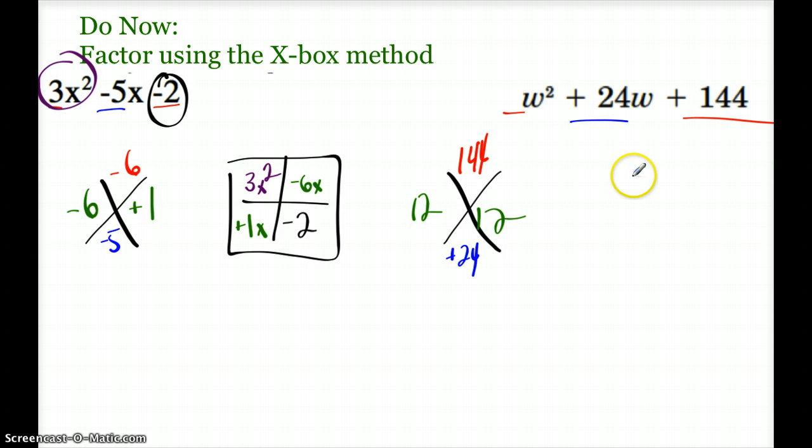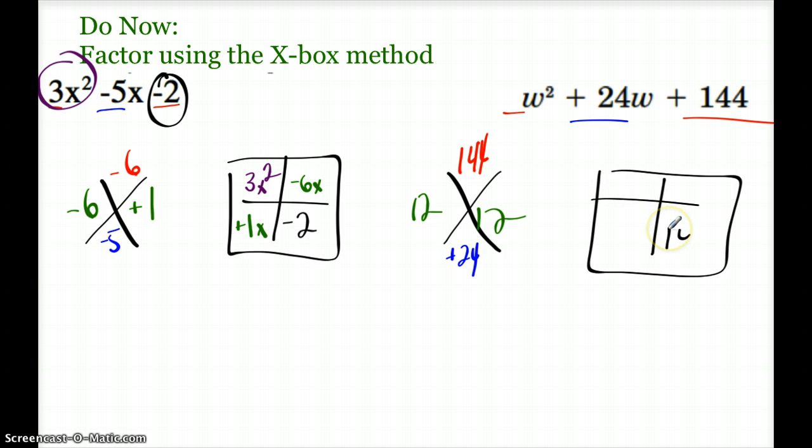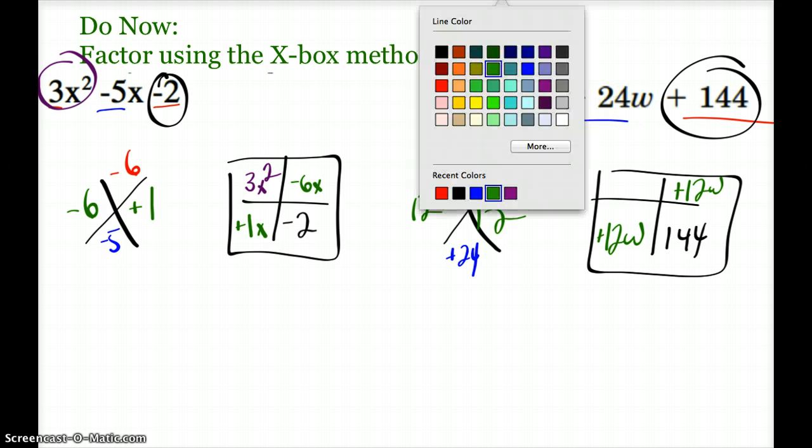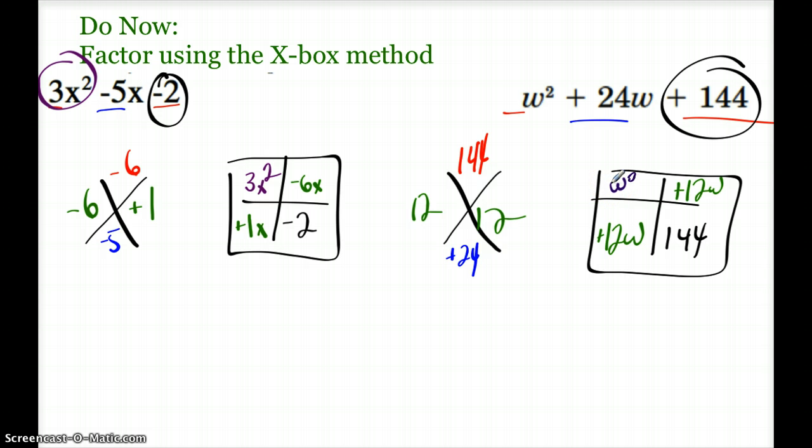And when you fill out the box, we'll have 144 here at the bottom right. This one, W squared, and let's do these two, +12W and +12W. And that means the first term should be W squared. Okay. Now I'm just worried about the box for now. Again, you should be finding your GCF of each row and each column, but we'll worry about that a little bit later.